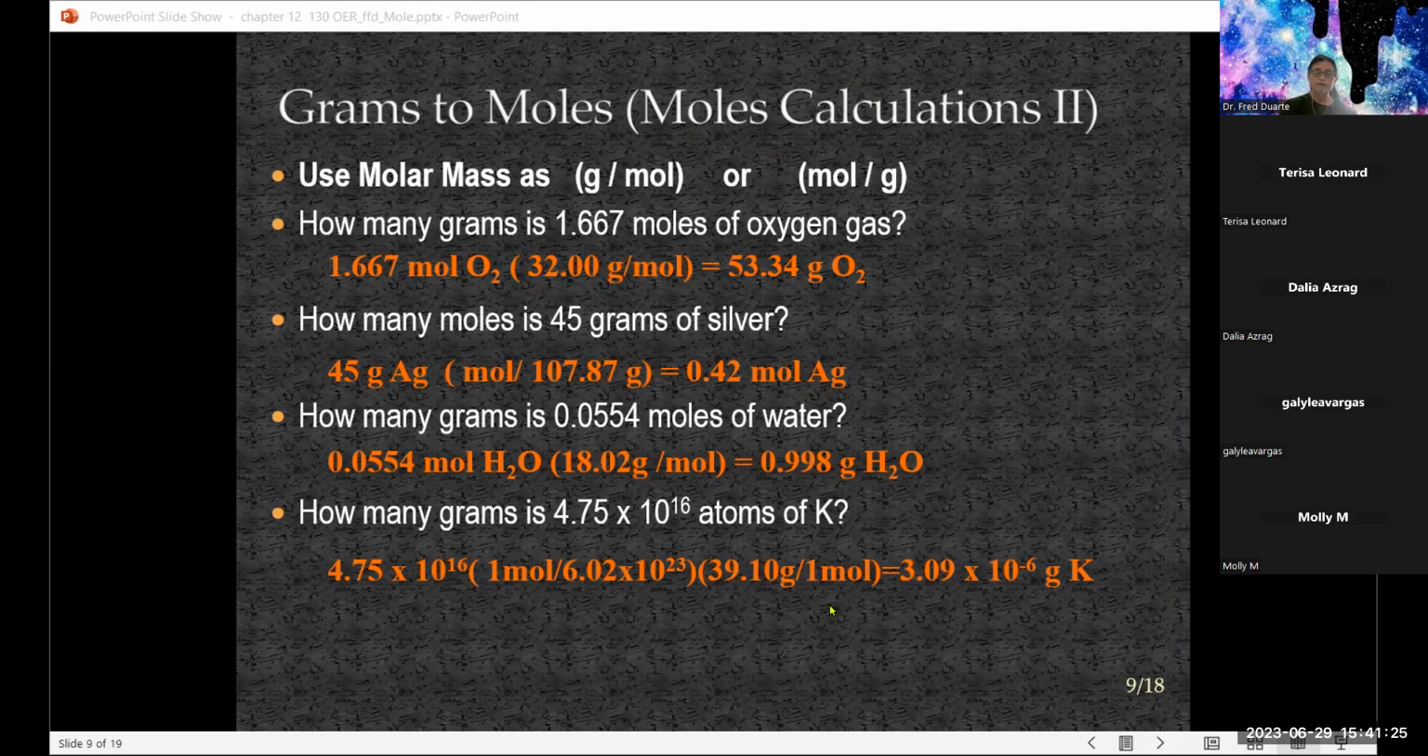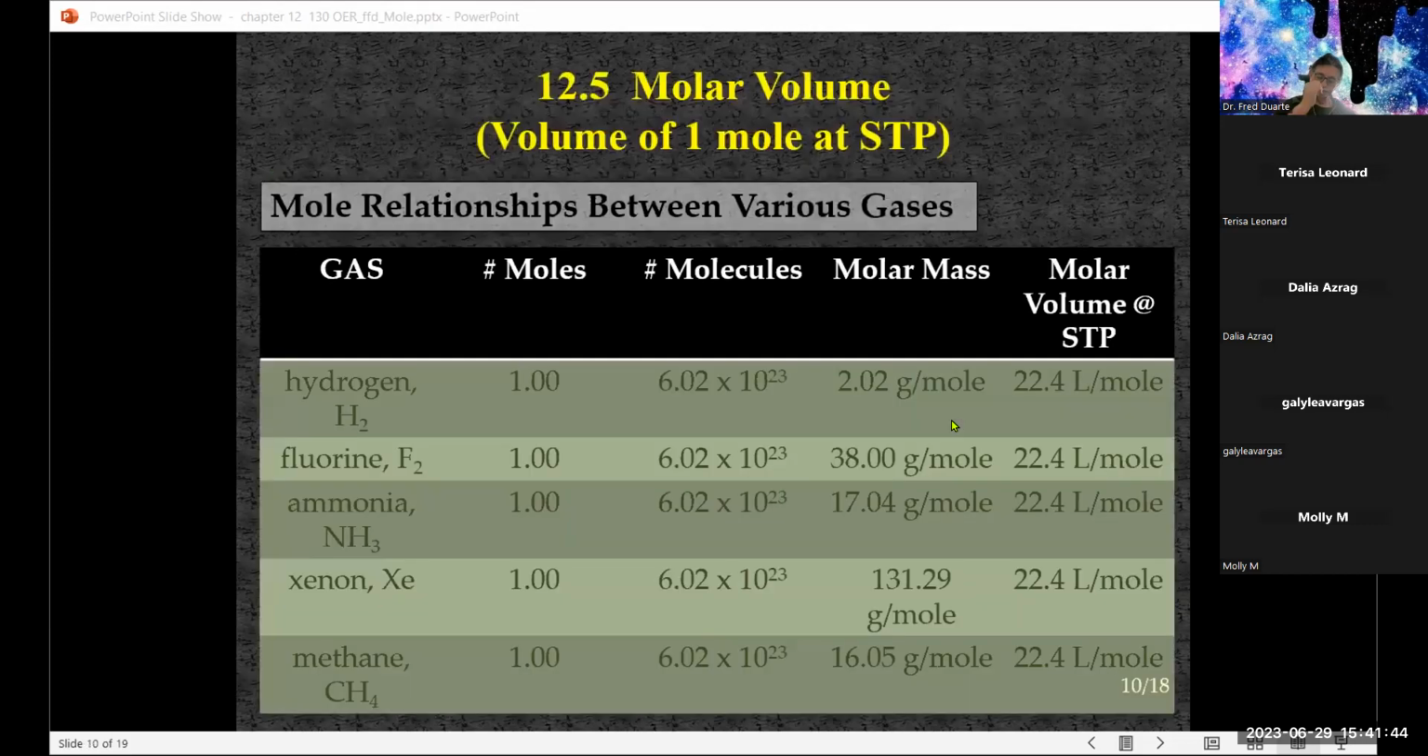All right, so here's examples of going from grams to moles and moles to grams, and the last one is from atoms to eventually grams, okay? So we need to be able to both convert, use this factor. All right, now there's another factor here.